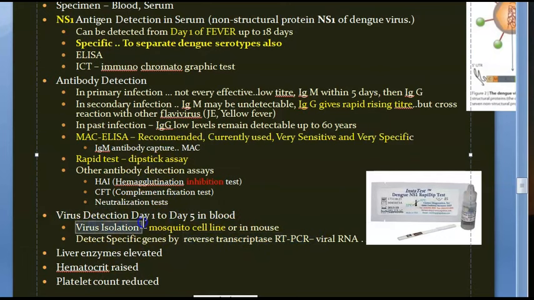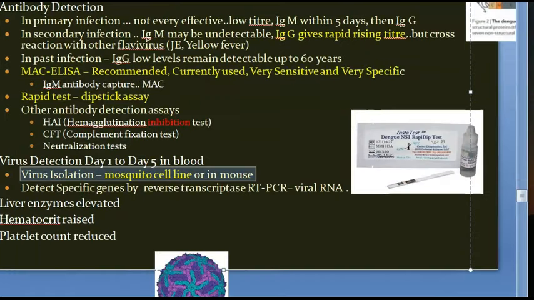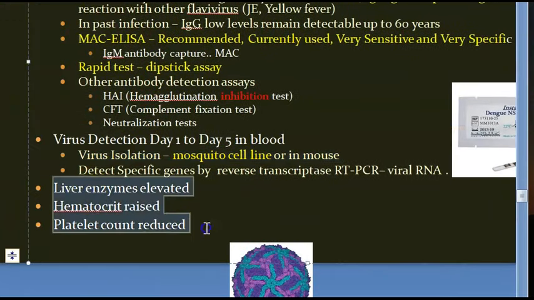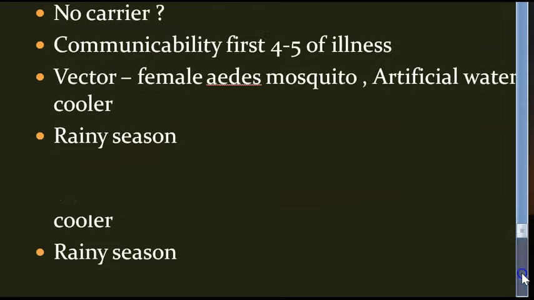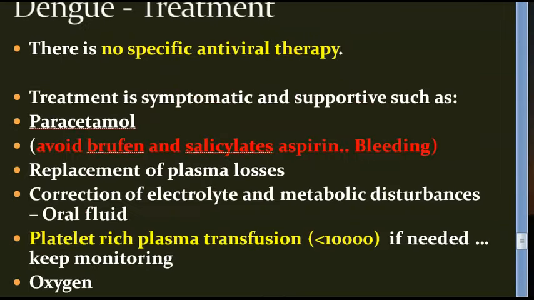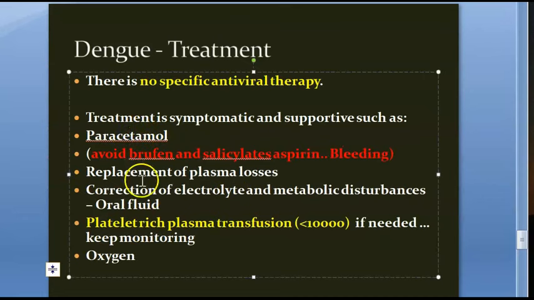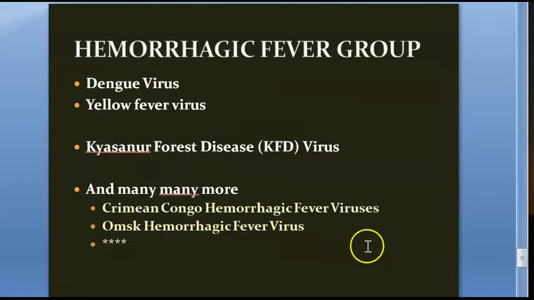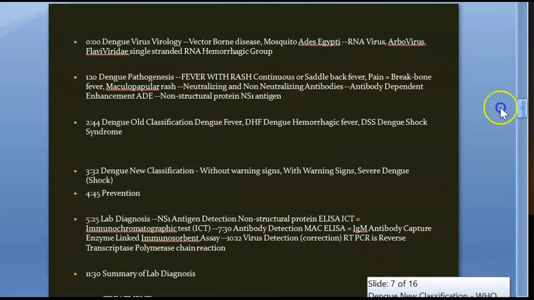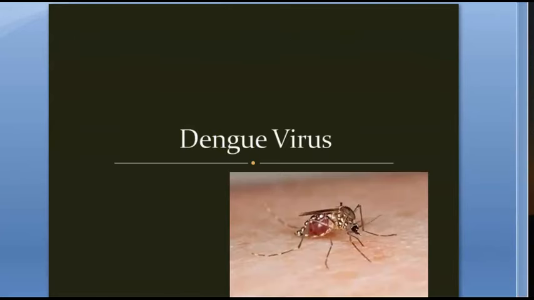You can also isolate this virus in mosquito cell line or mouse. Imagine using a mosquito to grow this virus. Interesting. Then let us see, there is no specific antiviral therapy. You'll have to just give fluids, and correction of electrolytes, etc. And you'll have to give platelets if it is going below 10,000 or something. Oxygen they're talking about. Don't give aspirin, they'll bleed. That's it. Just supportive care. So, all this about dengue, you should be able to write if they ask you. This is that mosquito, tiger mosquito. You can see the bands.